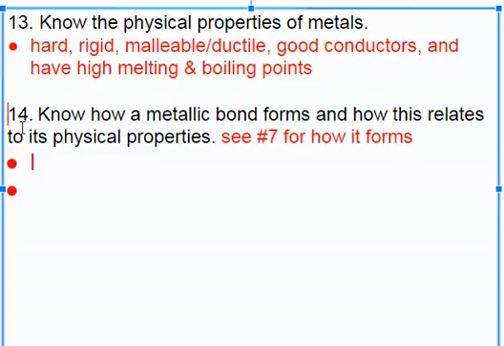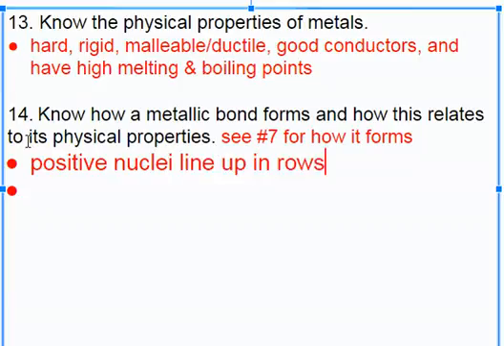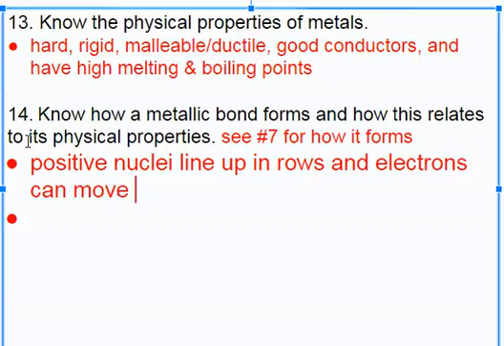So how does a metallic bond form, and how does that relate to its properties? So just a quick summary of the bond. You have positive nuclei lined up, and electrons can move or swarm around the positive nuclei.